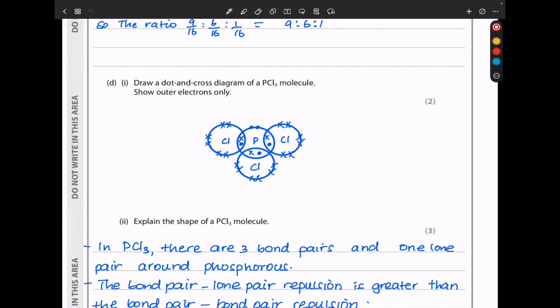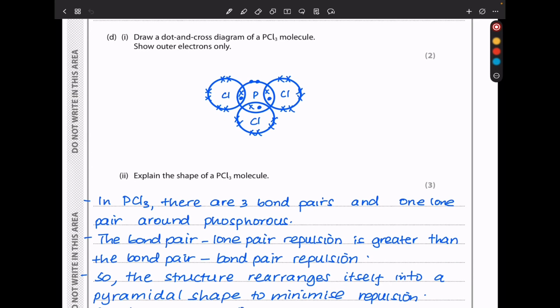Then in part D, they say draw a dot and cross diagram of a PCl3 molecule. Show outer electrons only. This is easy. Phosphorus has 5 electrons in the outer shell. It's going to use 3 of those electrons to bond to 3 chlorine atoms, and then the 2 are not going to be bonded. Also, we can see each chlorine atom has 7 electrons in the outer shell, so here we're going to have 2 shared, 2 shared, 2 shared, and then a lone pair on phosphorus.